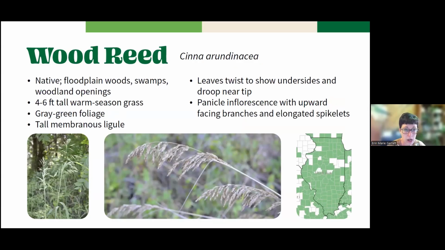We're going to go into our next woodland grass, which is wood reed, Cinna arundinacea. Okay, this is one of two species in that Cinna genus in Illinois. This is the more common one. And again, through its distribution, you can see it's been found in nearly every county in the state. This one is going to be native and warm season. So we are going to get a warm season woodland grass in here.